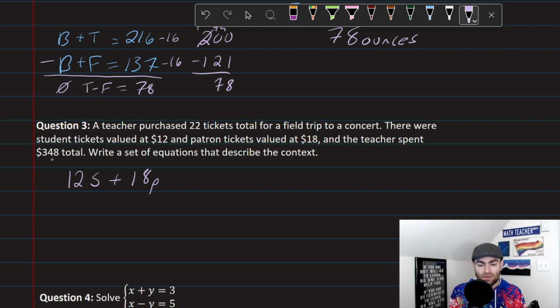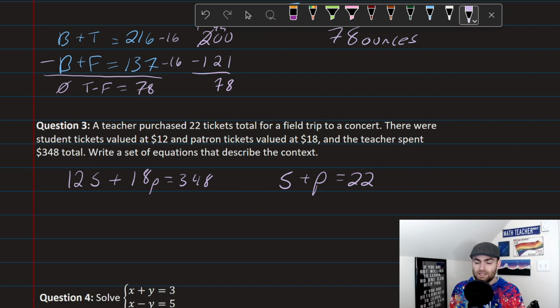The teacher spent $348 total. So price per student plus price per patron equals $348 total. And there were 22 tickets sold total. So between students and patrons, there were 22 people total. We need to solve this system to figure out how many of which person went.